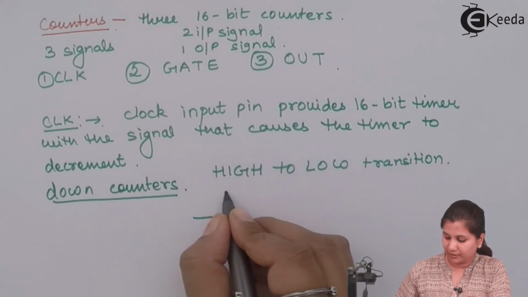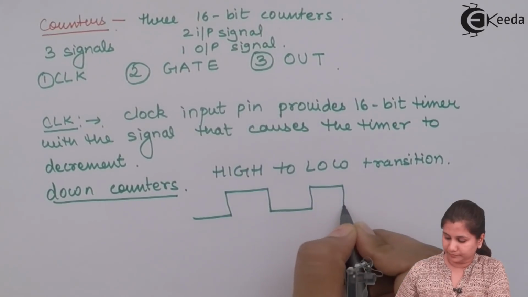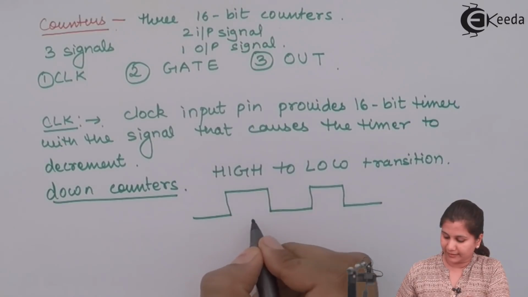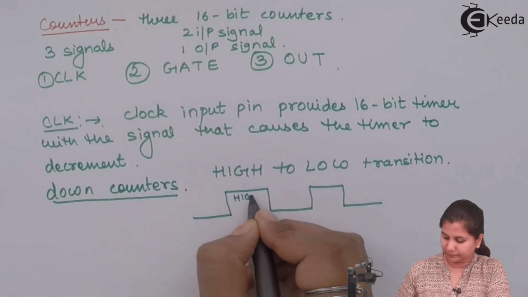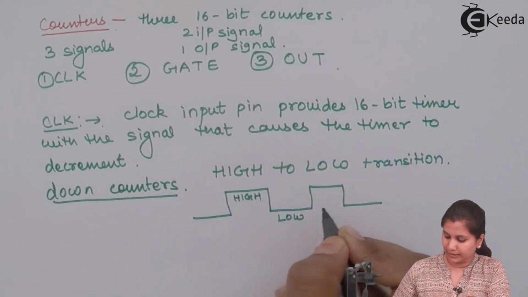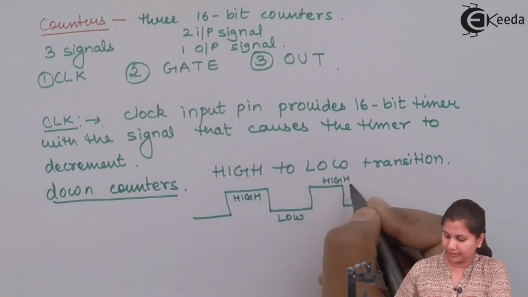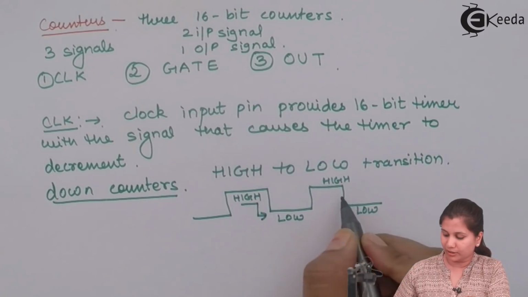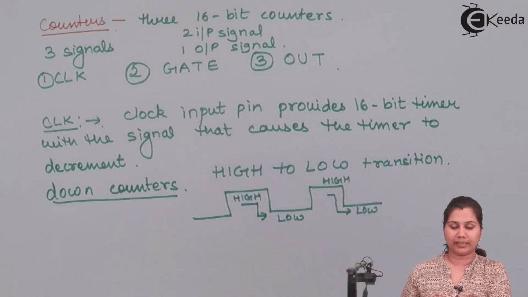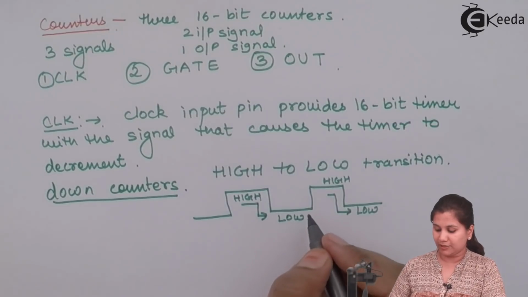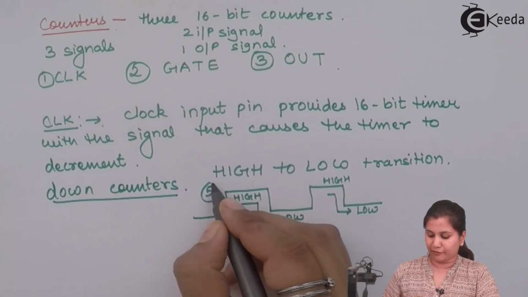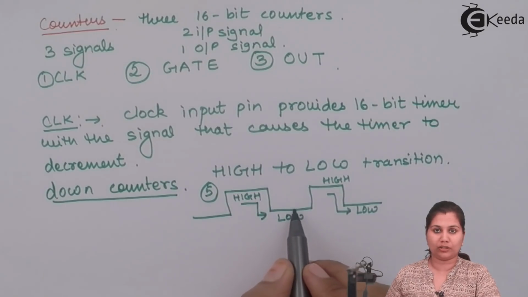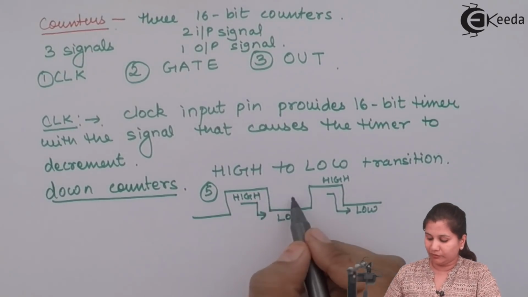Means that if this is the clock signal, then a high to low transition means this is high and this is low. This is again high and this is again low. So from every high to low transition, the counter is going to decrement. Suppose the counter is initialized with a value of 5. So when the transition takes place from high to low of the clock input, then the counter will decrement.